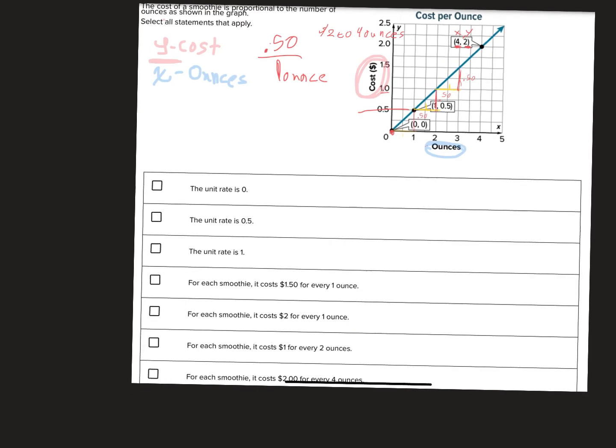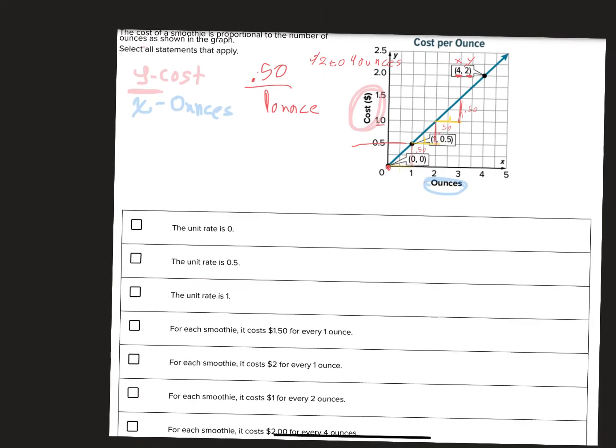All right, let's go ahead and look at the numbers now. The unit rate is 0. Okay, unit rate is per 1, per 1, in this case, ounce. No, we just talked about this. Every time we go over an ounce, we are gaining 50 cents. So that's not true. The unit rate is 0.5. The unit rate is 1. Nope.